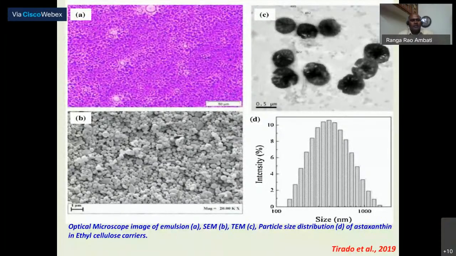And this is one of the emulsions we have taken. I have taken this one from work reported by the author. So for the encapsulation of this astaxanthin, you can see figure 1, and figure 2 is a scanning electron microscope image, and figure 3 is TEM, transmission electron microscope. And in figure D, it is showing the dimensions of the nanoparticles. The x-axis is the particle size, and the y-axis is the percentage of intensity. So you can see the varying size of the nanoparticles. Next slide, please.